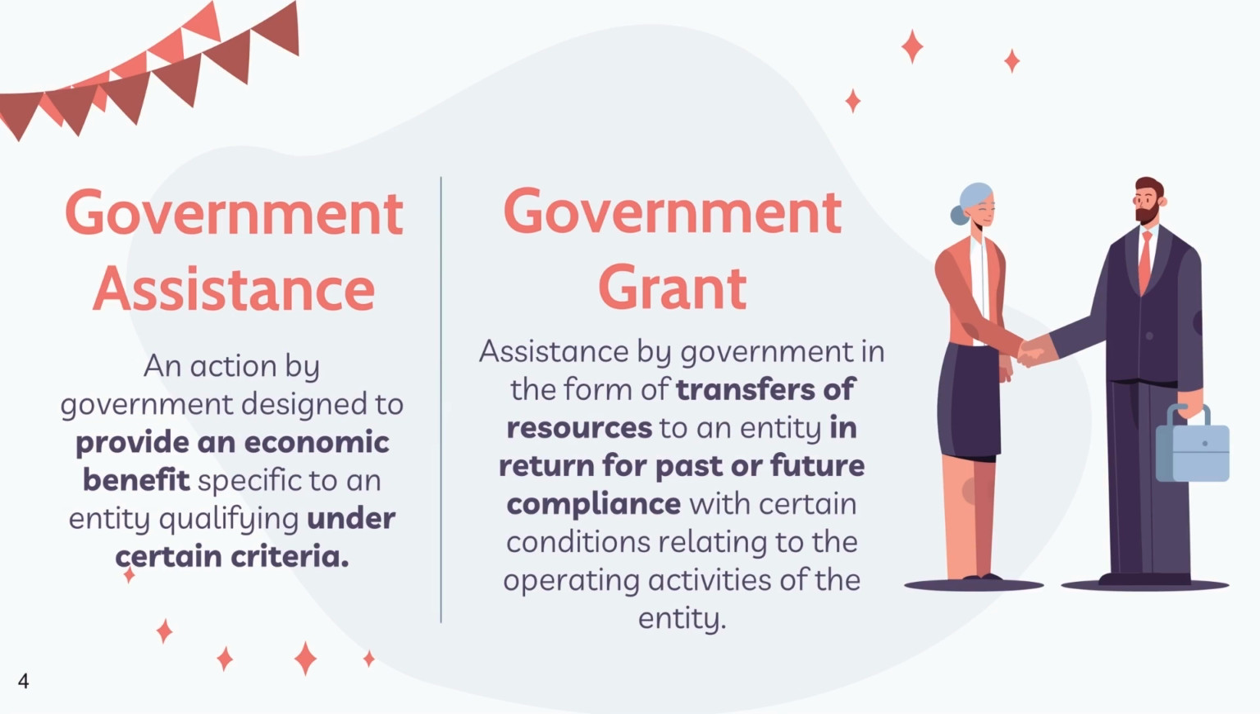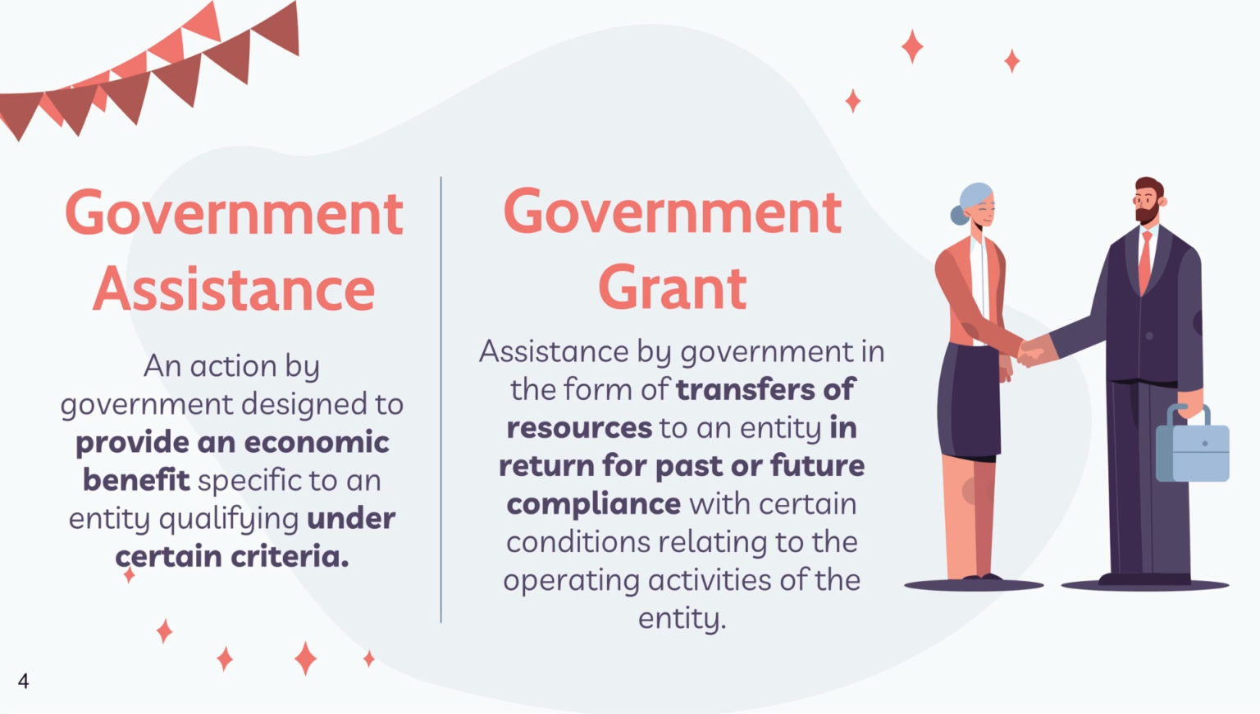So now let's get some boring stuff out of the way. A government assistance is defined as an action by government designed to provide economic benefit specifically to an entity qualifying under certain criteria. So that means the government's going to give something, normally it's money of some sort, to companies who qualify for some requirements.